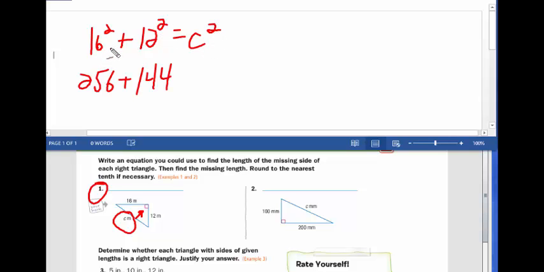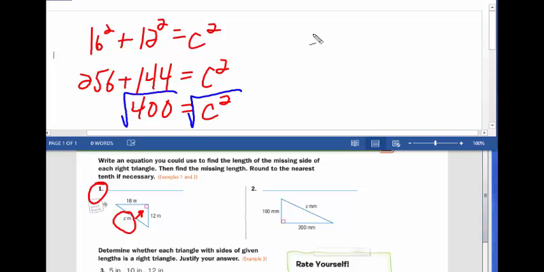So 16 squared is 256 plus 12 squared is 144, and we're going to say that that equals c squared. So we have 256 plus 144, and that equals a nice round number of 400 equals c squared. We're going to take the square root of those two, and the square root of 400 is 20, so 20 equals c, and in this case that means meters, so it's 20 meters.